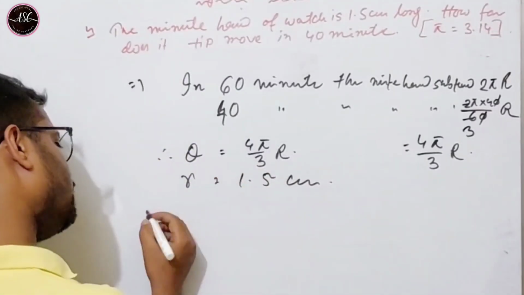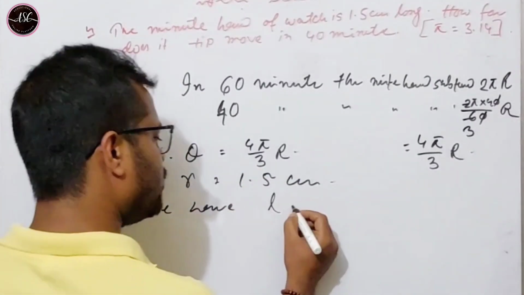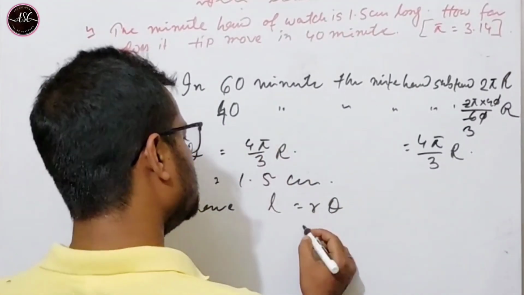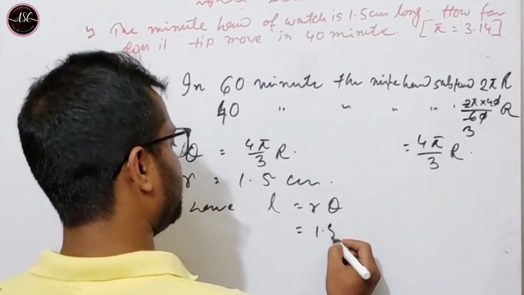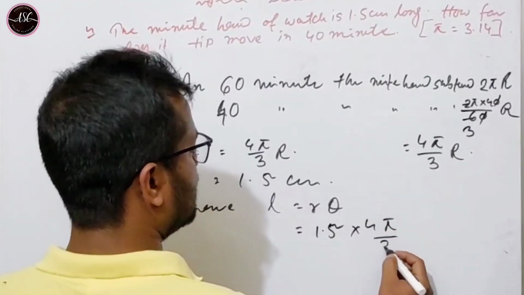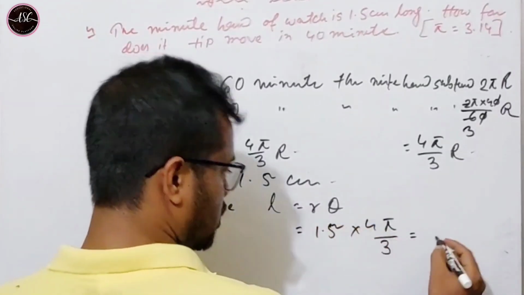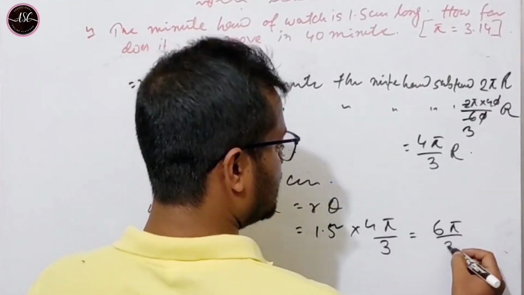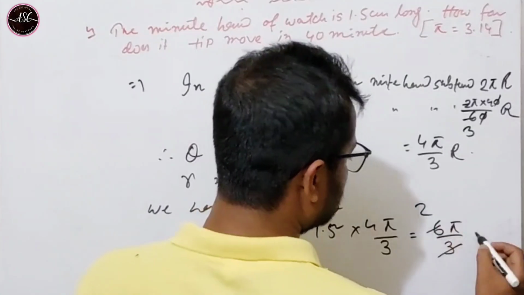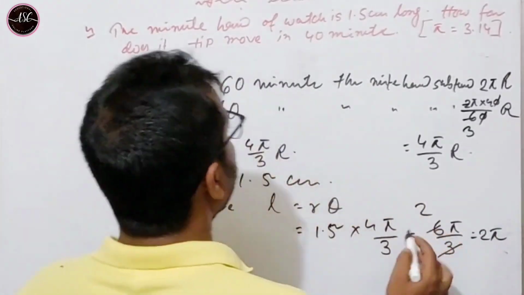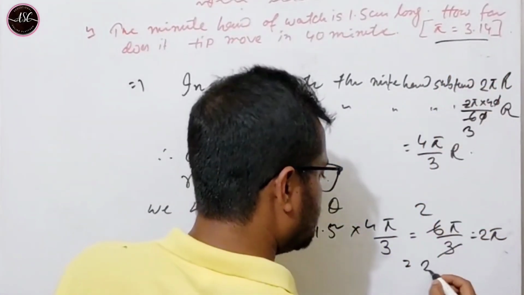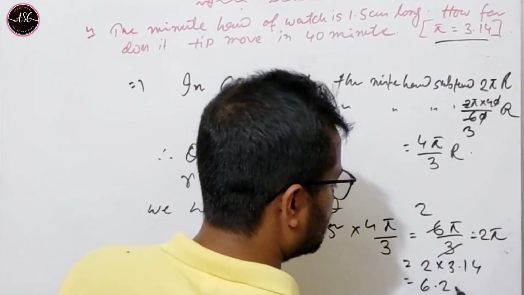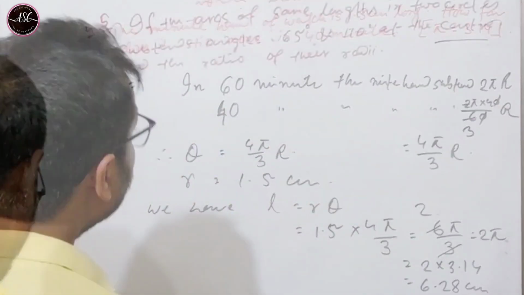So by the formula, we have L equal to r theta. So we have to find the L. By putting this value in this equation, we get 1.5 into 4 pi by 3. By solving this, we can get 6 pi by 3. Okay. Now cancelling this, we get 2 pi, and here pi equal to 3.14. Now replacing the pi by 3.14, we get 6.28.